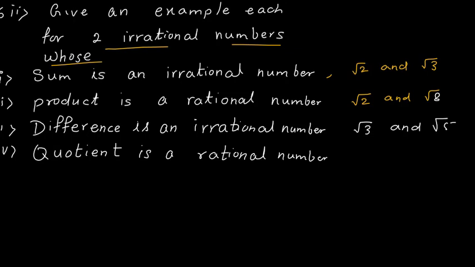Quotient means when I divide, so root 8 and root 2. When you divide root 8 by root 2, what do you get? You get the answer as 2. So these are examples of 2 irrational numbers whose sum is irrational, whose product is rational, whose difference is irrational, and whose quotient is a rational number.